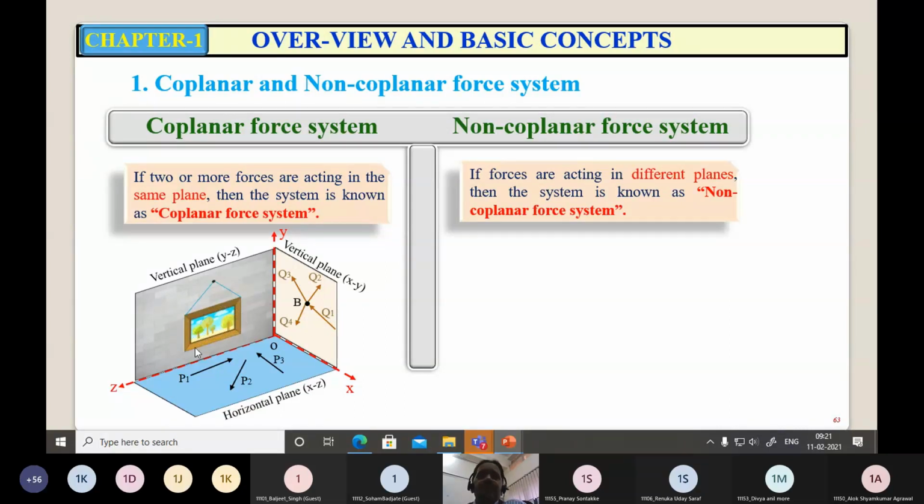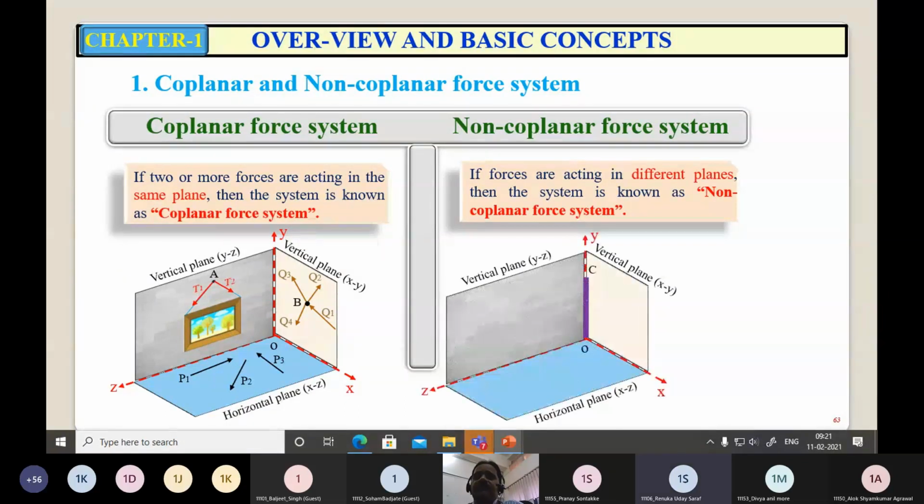Now this photo frame is hanging from the nail A. Let T1 and T2 be the tensions in the string attached to this photo frame. Now I can say that T1, T2 form a coplanar concurrent force system. Am I right? Because T1, T2 are acting in the same plane, that is the YZ plane. So again, this is known as a coplanar force system.